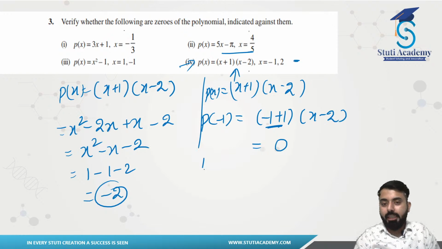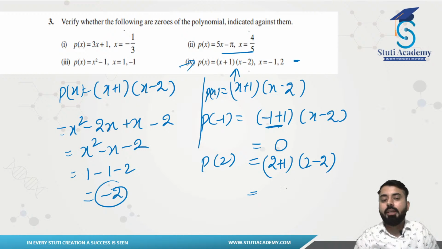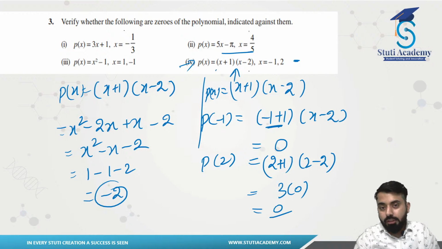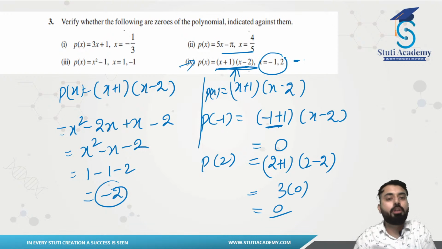So if you put x equals 2, so if I put in 2 plus 1, this will be what? 2 minus 2, it will be 3 into 0, that will be what? 0 again. So if you just solve them, then you put the values, you will be getting an error. Those will not be the zeros.